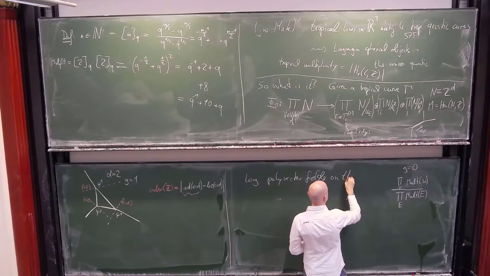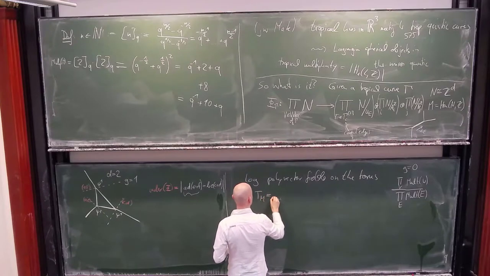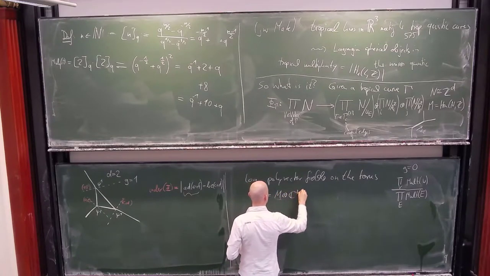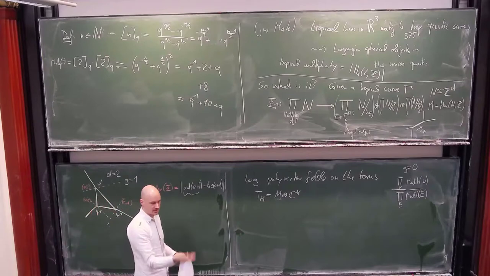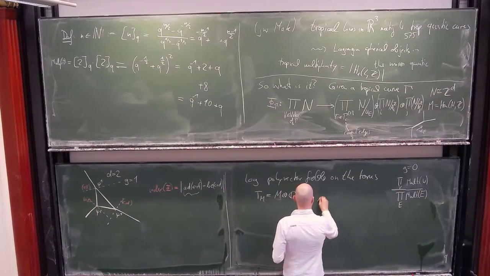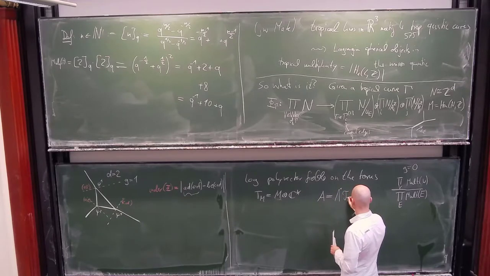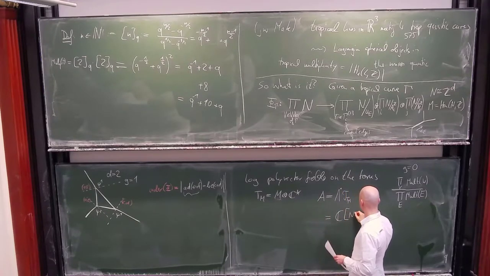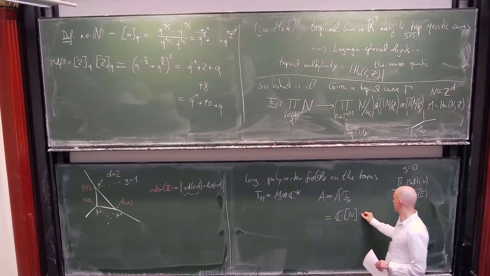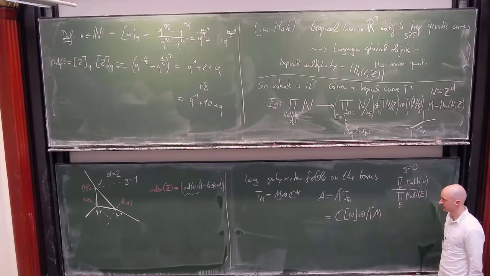On the toric. So the torus is now T_N, which is just N tensor C star. So this is not the torus that we usually look at in toric geometry, it's a dual. And then you define A to be the algebra of exterior powers of the tangent sheaf of this torus, which is just the Laurent polynomial ring in my lattice N, tensored with the exterior algebra in the lattice M. Very simple thing.